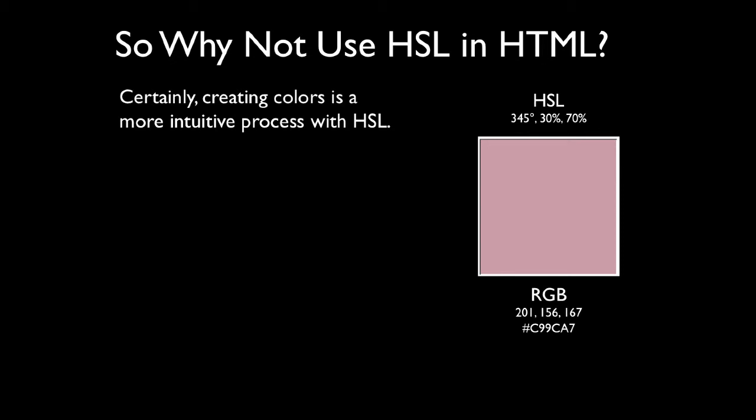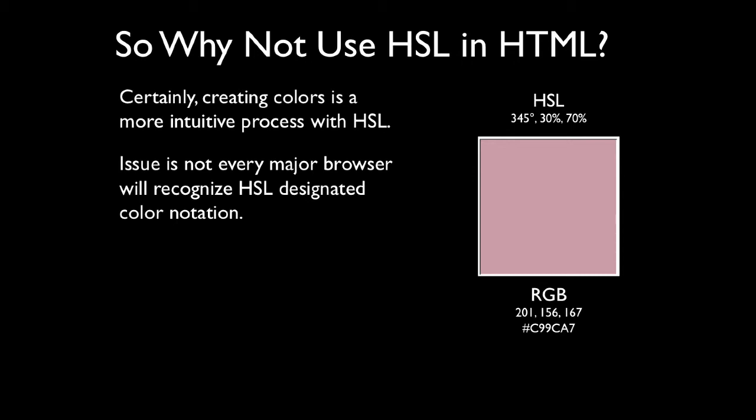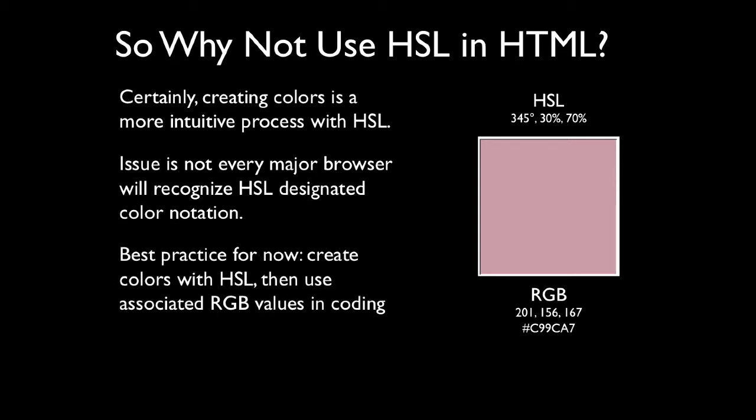Okay, so hopefully you saw that creating colors with HSL is a simpler process and certainly more intuitive. So why not just use HSL all the time, like in our coding? Well, the problem is that not every major browser is going to recognize HSL-based color notation, so that's kind of a bummer. So in the short term, at least for now, the best practice is to create your colors using an HSL system, and then use the associated RGB values in your HTML and CSS coding.